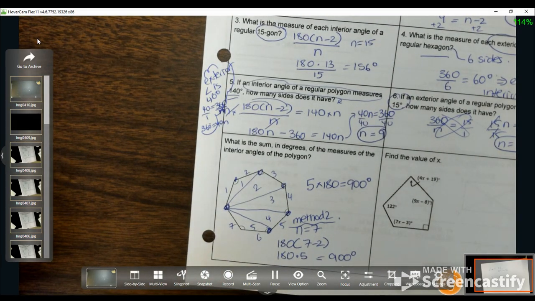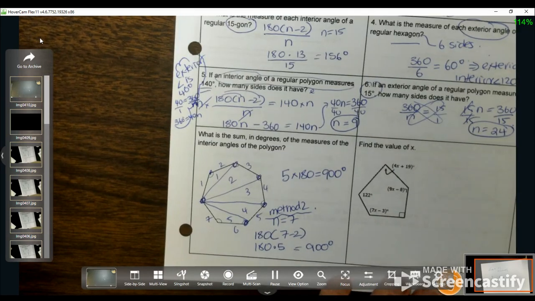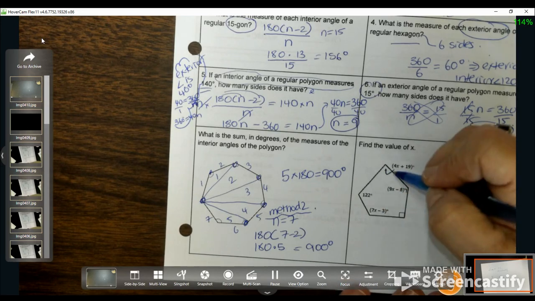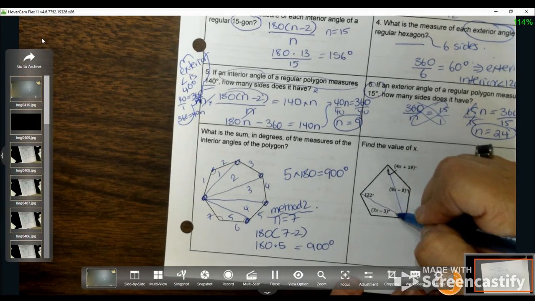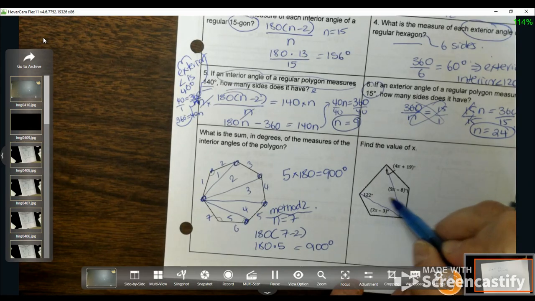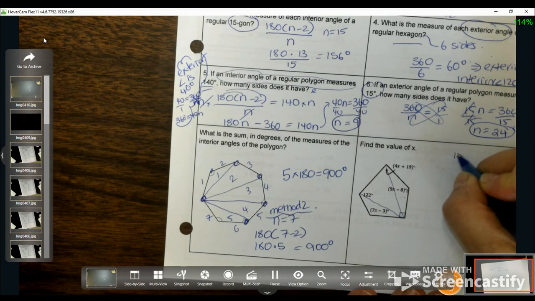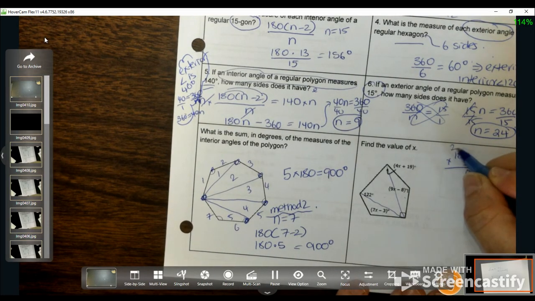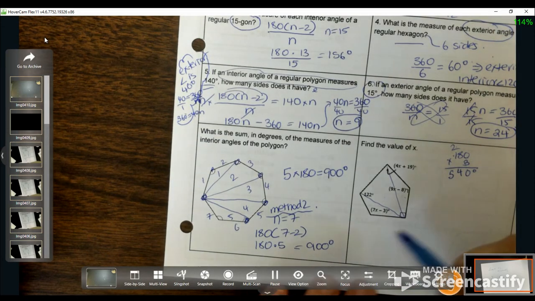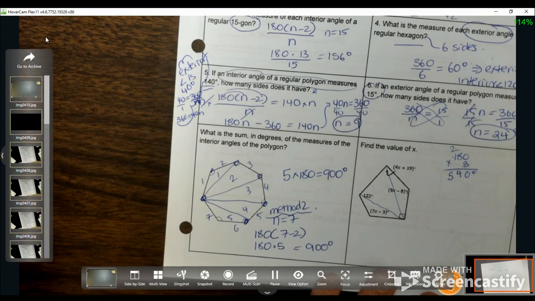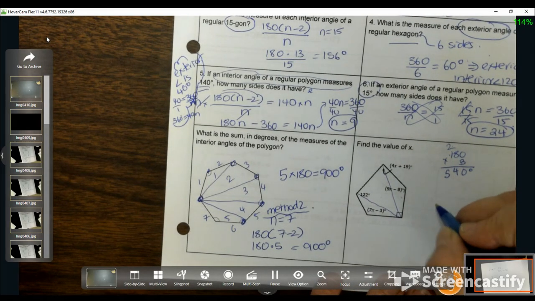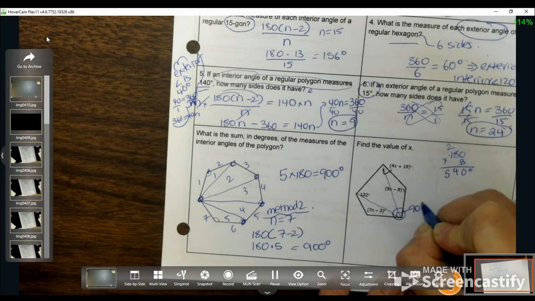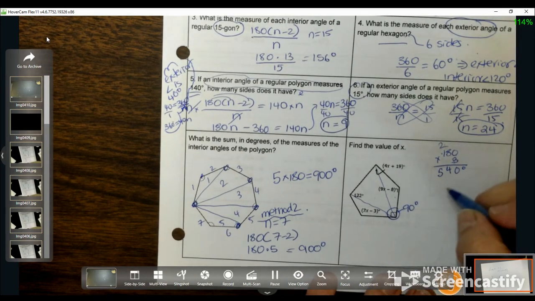Now we're going to find the value of x. Step 1, we need to figure out the interior angles of this polygon. How much do they all add up to? So I have 3 triangles. I'm going to go 180 times 3. I got 540 degrees. So all of the angles added together become 540. Don't forget that this is 90 degrees. It's easy to forget.